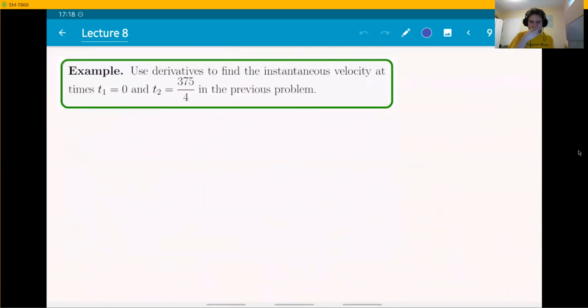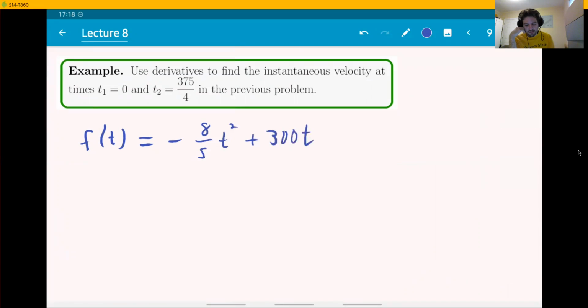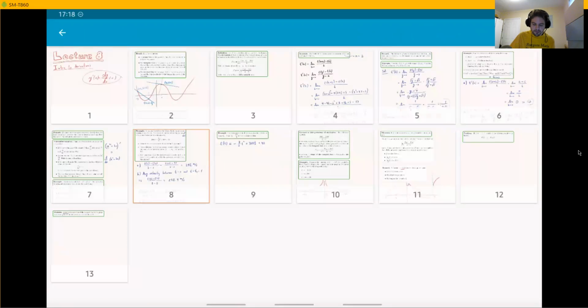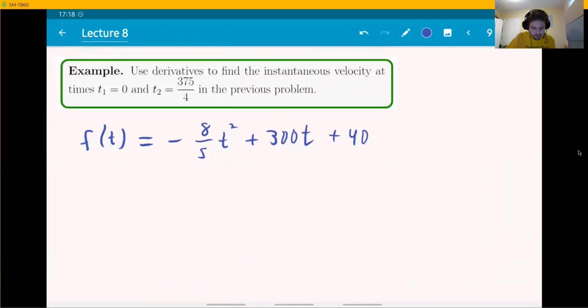So now for the next problem, it still refers to that same function, minus 8/5 t squared plus 300t plus 40. Let me double check. Yes. We want to now actually use derivatives. We're not going to use this process of calculating closer and closer numbers. We're just using derivatives. Find the actual instantaneous velocity at the times t1 equals 0 and t2 equals 375 over 4.